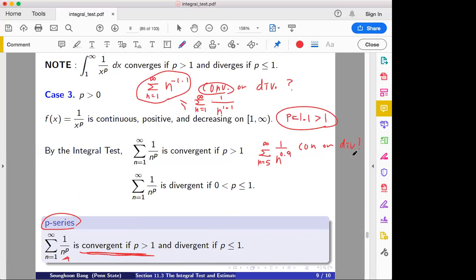Is it divergent? Is it right? Yeah, this is divergent. You're right. This is 0.9 is like p. p is less than or equal to 1. This is divergent. One more.